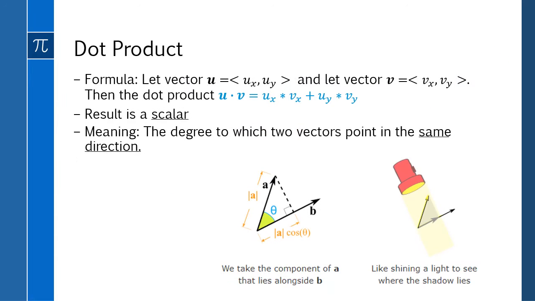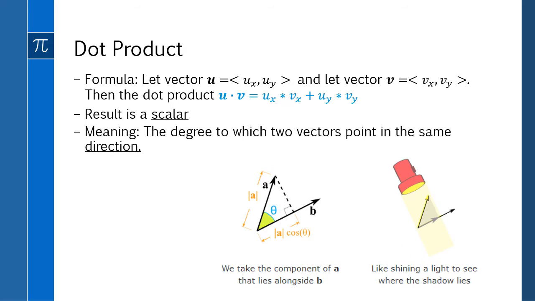Now, why do we care about all of this? We will get into that when we talk about cross products. Cross products are actually three-dimensional, but we are going to start off with the dot product, which is the other form of vector multiplication. And the formula here is fairly simple.